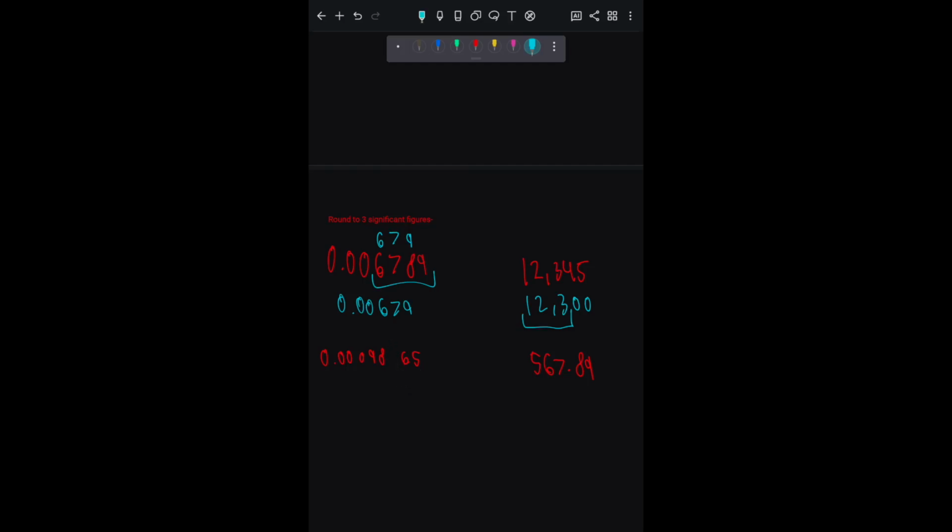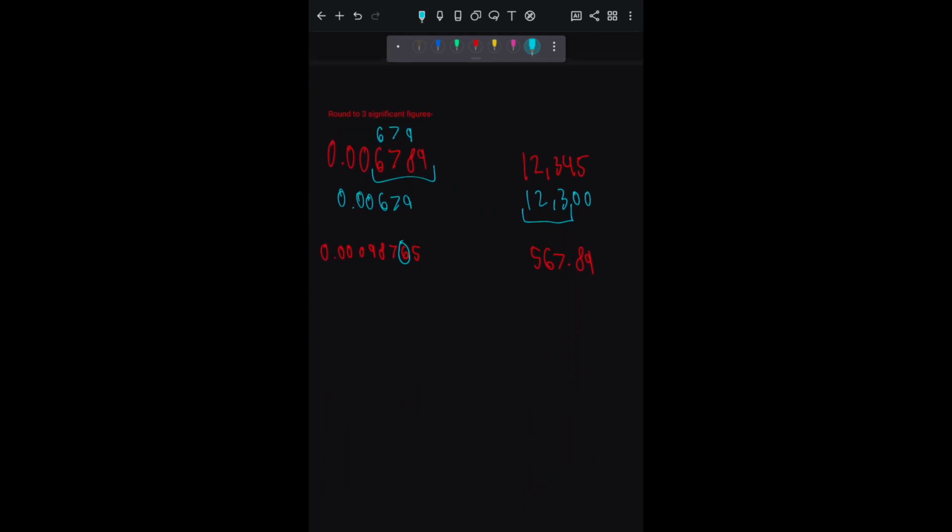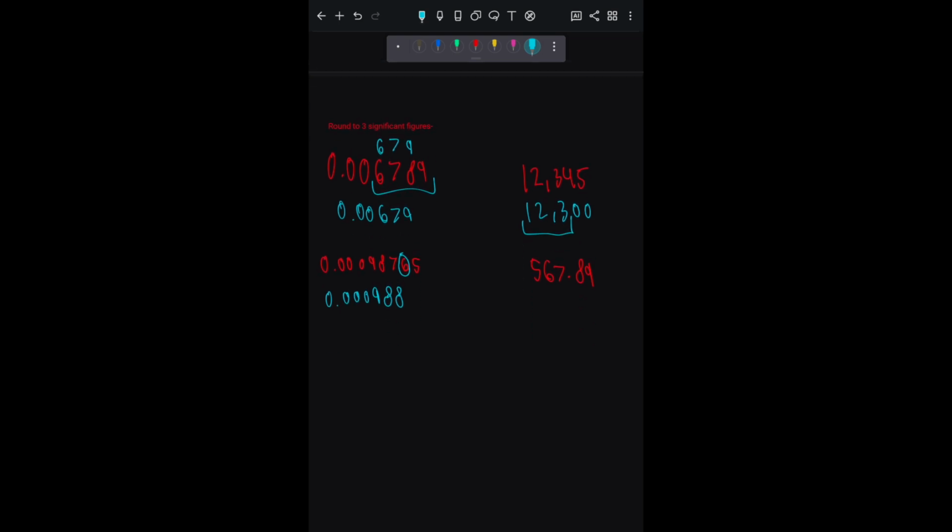Now that determining factor is all based around this 6. Is 6 greater than 5? Yes, it is. So because 6 is greater than 5, it is 0.000988. All right, and that's it, because you cancel out the 65 and you round it up. And those zeros are not significant because they're just there. You have to put them there no matter what. Some would say they're leading, but that's weird phrasing.